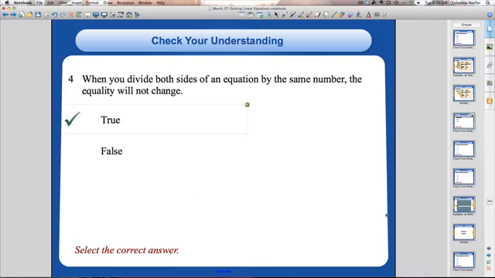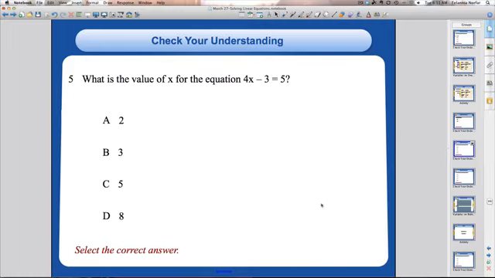You got it. That answer is true. Here's another one. Again, unpause when you're done. You got it. The answer was 2. Here's our last one. You got it. The answer is 6.